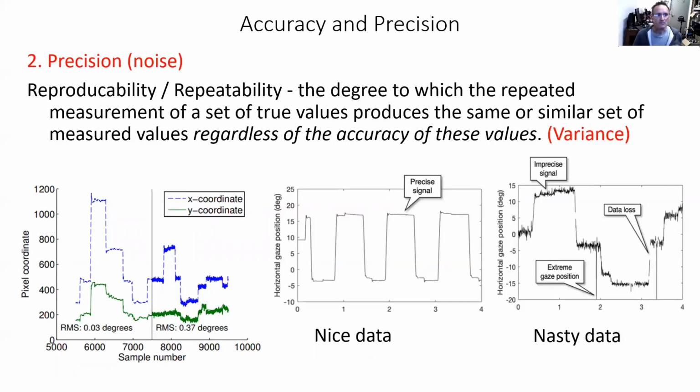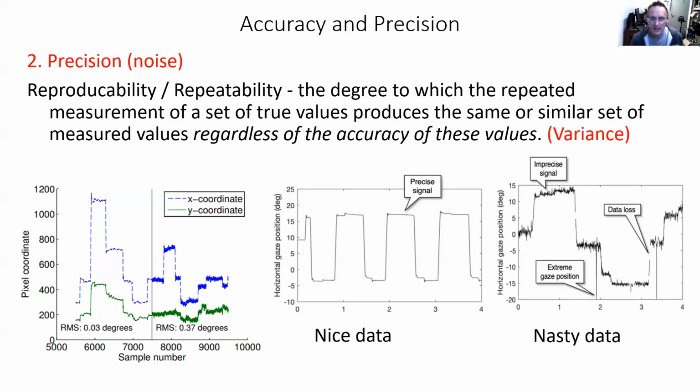So that was accuracy. We can define it as the distance between a target with a known location and the location of gaze as reported by the eye tracker. What about precision, which is sometimes, I think, unhelpfully also called noise? Precision is simply the reproducibility or repeatability of your data, the degree to which the repeated measurement, in other words, all of your samples, of a set of true values produces the same or similar set of measured values, regardless of the accuracy. As we've seen, you can be precise, but not accurate.